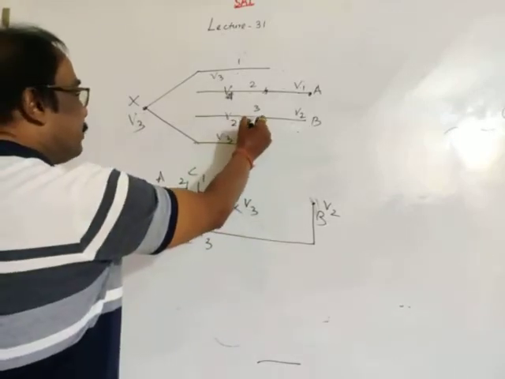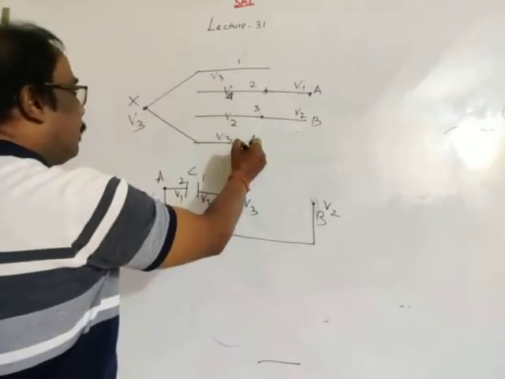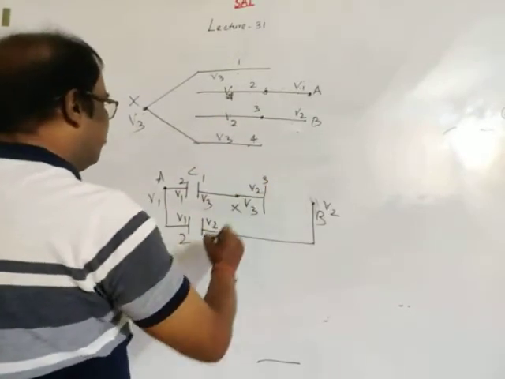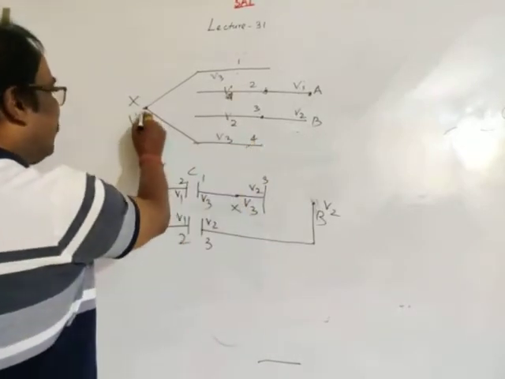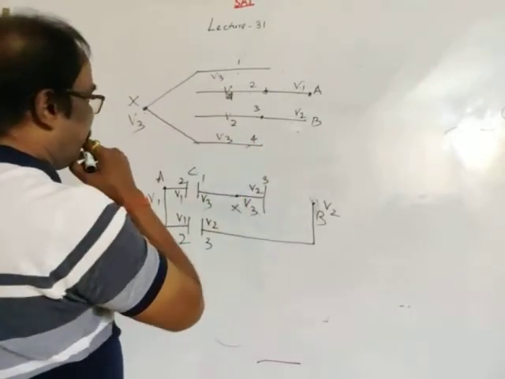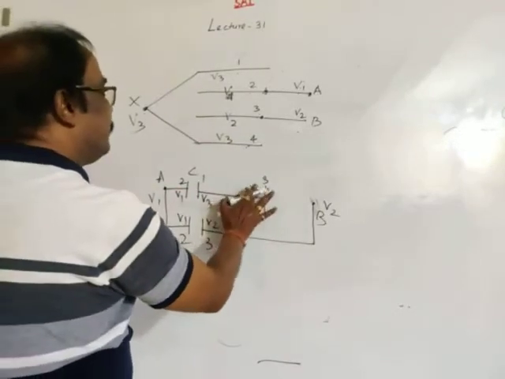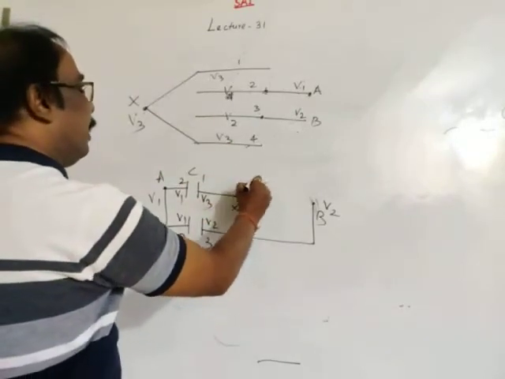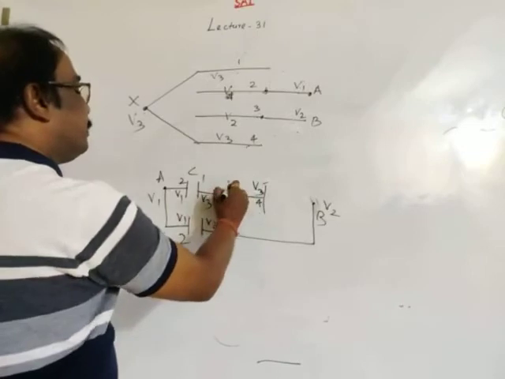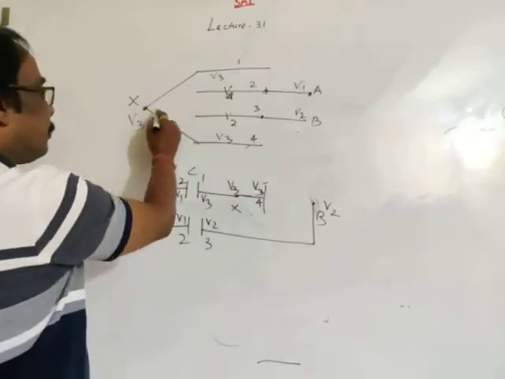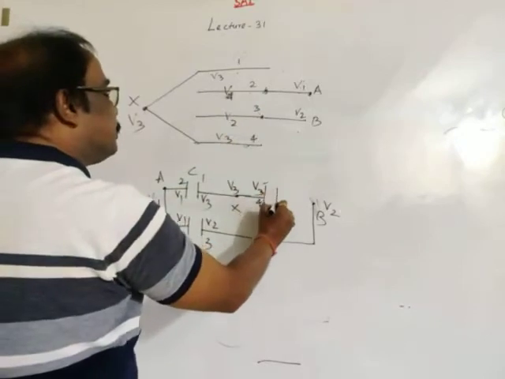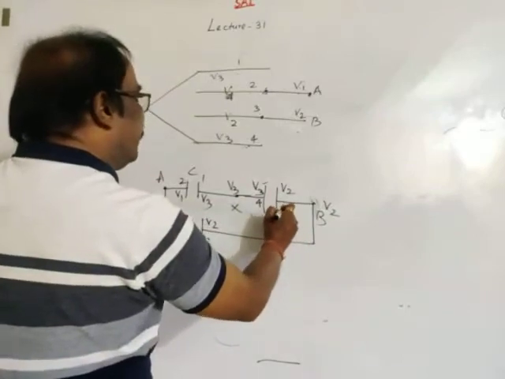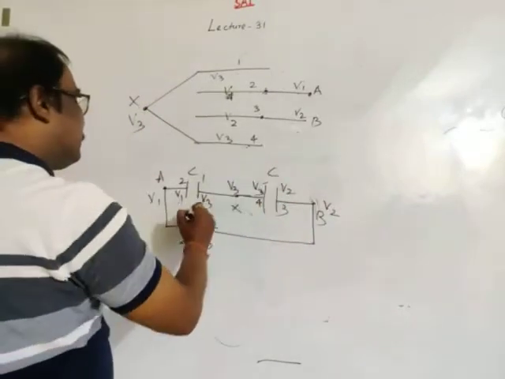Then between plate 3 and plate 4, plate 3 is at potential V2. Then plate 4 is at potential V3, sorry. This is plate 4 at potential V3. X is at potential V3. Plate 3 is at potential V2, so plate 3 is connected to B. Then capacitance is C.